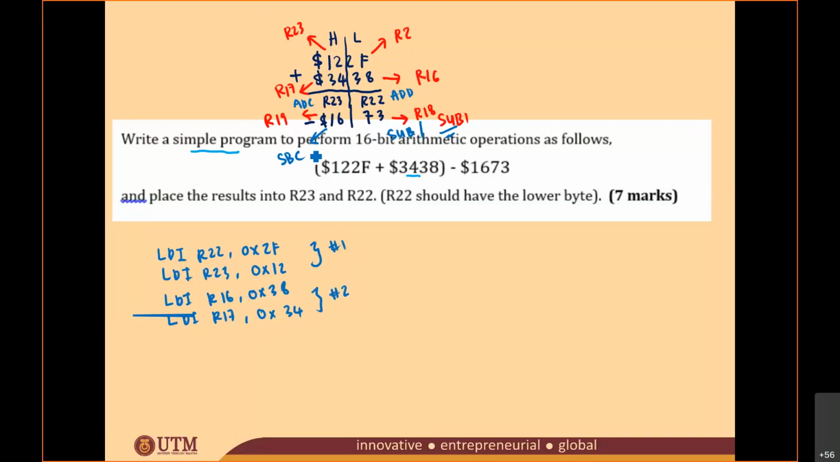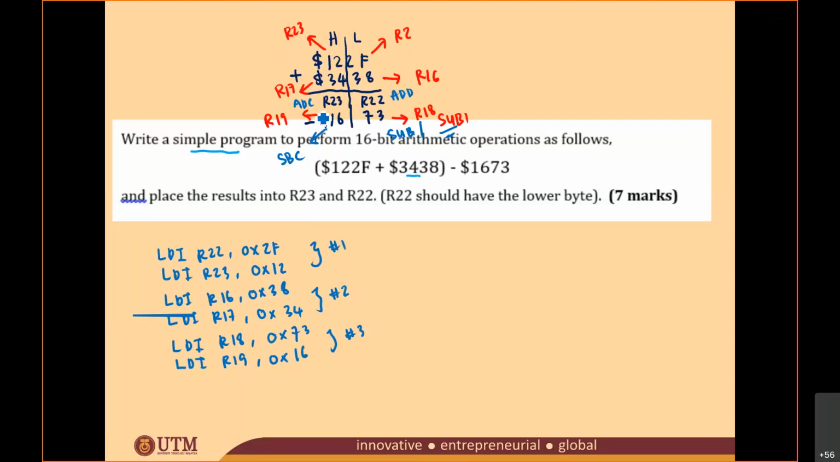Next, the third number. Load I R18 with 0x73. Load I R19 with 0x16. Okay, this is the third number.